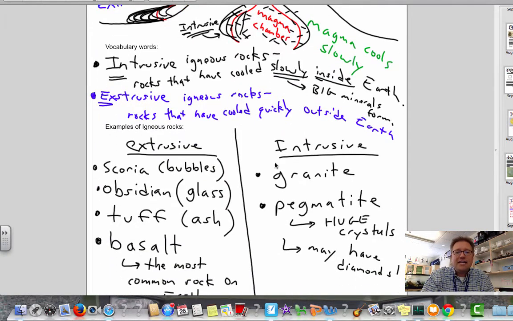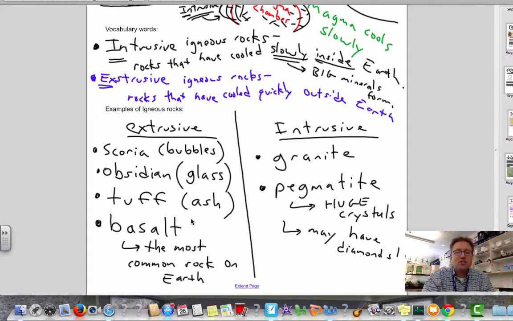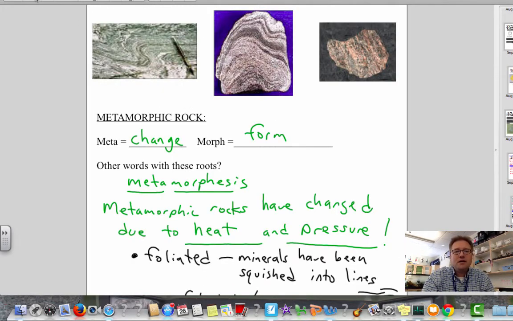Examples of intrusive igneous rocks are granite and pegmatite. We saw examples of those in class. Examples of extrusive igneous rocks include scoria, obsidian, sometimes known as volcanic glass, tuff, which is a type of volcanic ash, or even basalt, which is the most common rock we find on the surface of the earth, most of which is underneath the ocean. So that's igneous rocks.